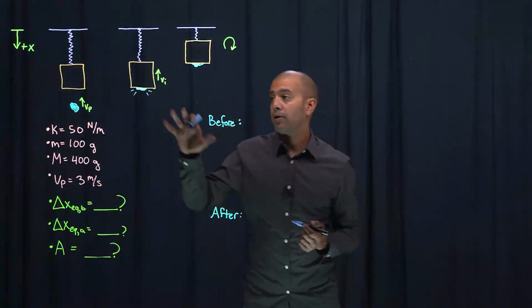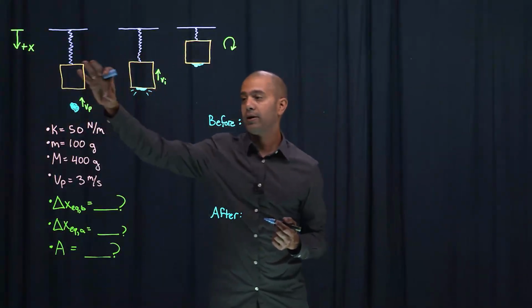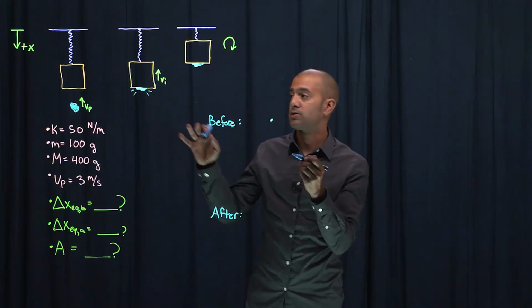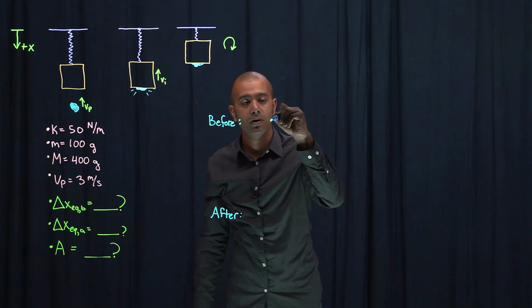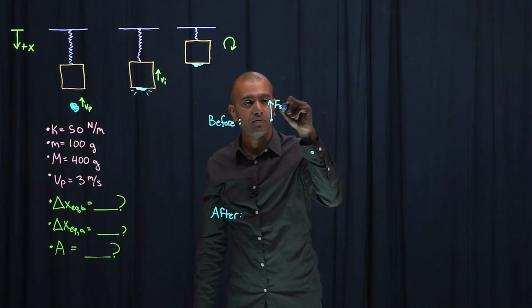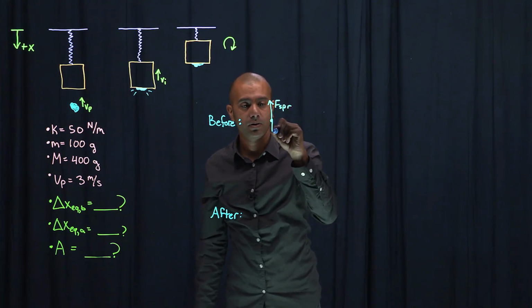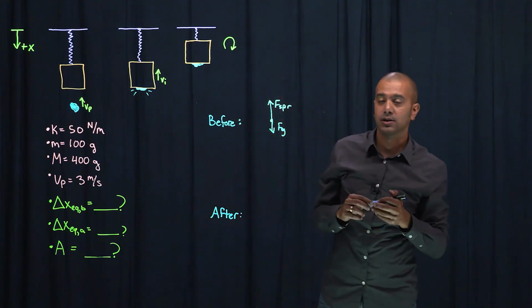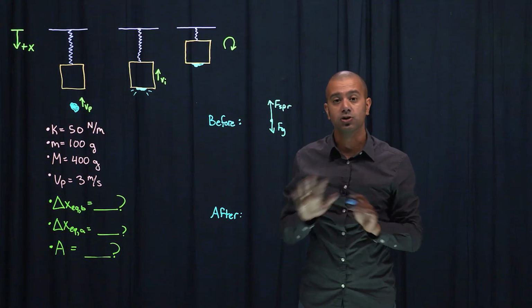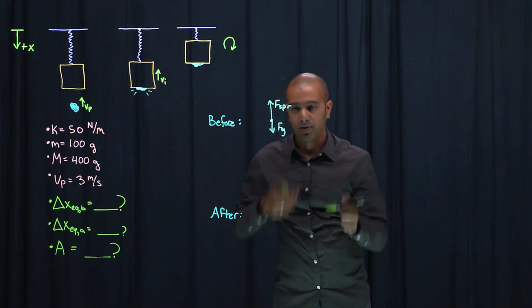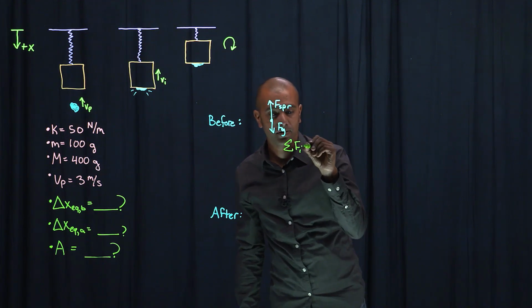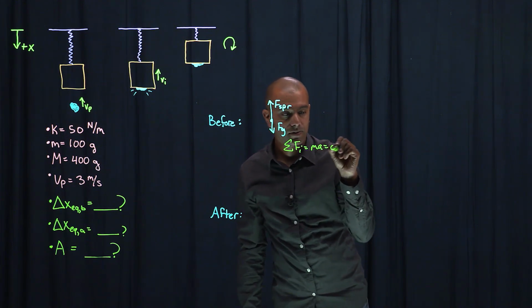If I draw the free body diagram for the situation before the putty has hit the block, well, on the block you just have two forces, the force of the spring pulling upward and the force of gravity pulling it downward. To reiterate, this is in equilibrium, so the acceleration should be 0. So if I write down Newton's second law, I find that the sum of the forces should equal 0.